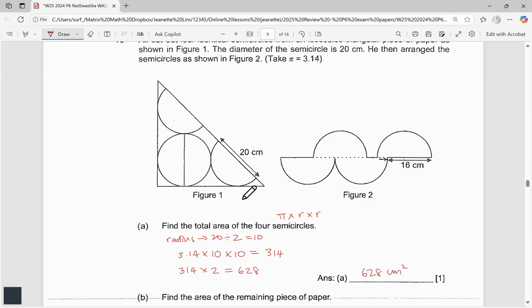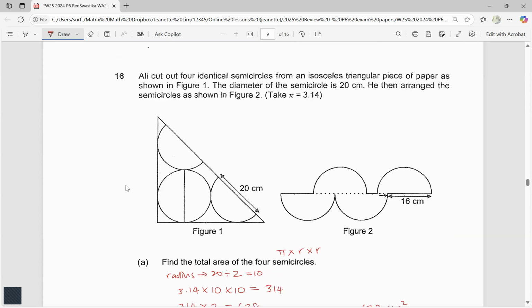Now, the challenge about finding the remaining piece of paper is to find the base and height of the triangle. Now, this is isosceles, so you just need to find one side. Let's say I look for the height. If I know the height, I would know the base. It's the same, isosceles. Okay, let's get a height. This is the diameter, so this is 20. Now, how about the top?